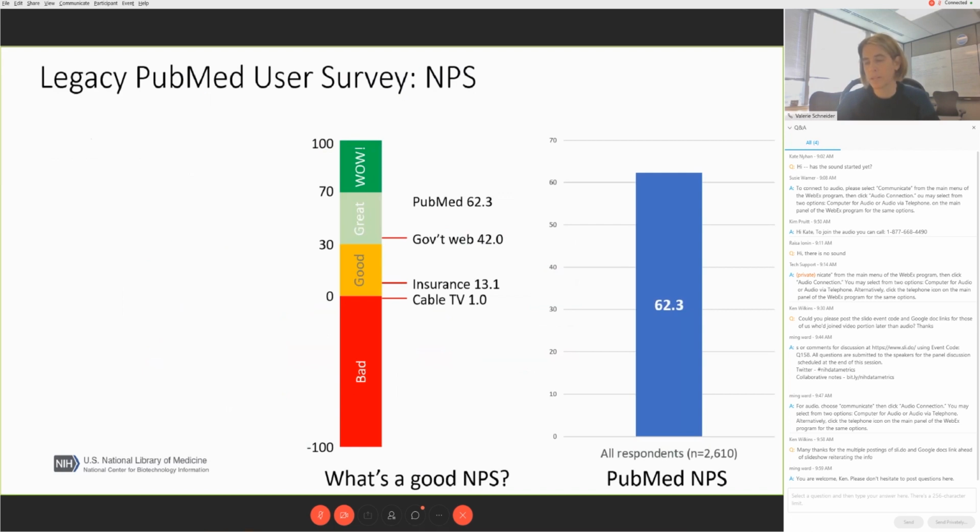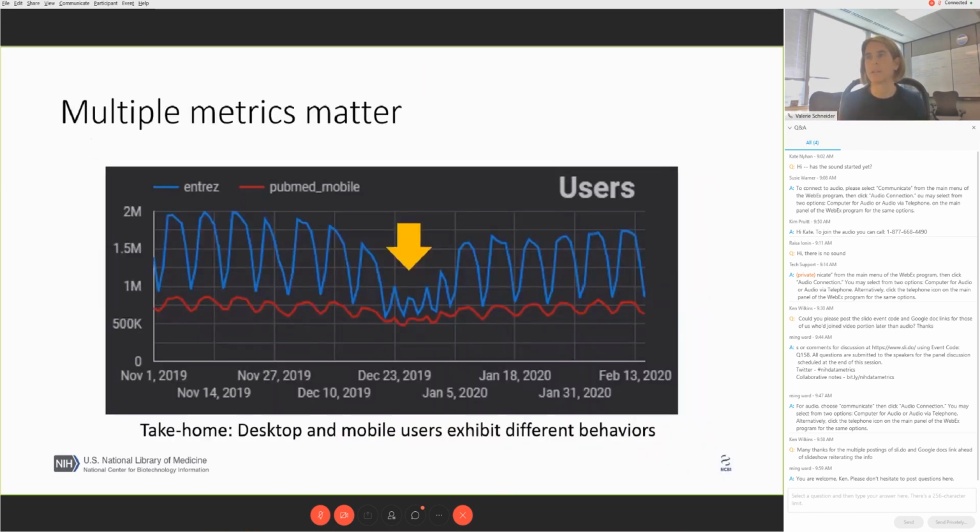With an NPS score of 62, we can see that PubMed looks pretty good in comparison to several other types of websites that you might be familiar with. But we recognize that there's also still room for improvement. So, where should that improvement be targeted? And we asked whether other metrics could help us make that decision. So next.